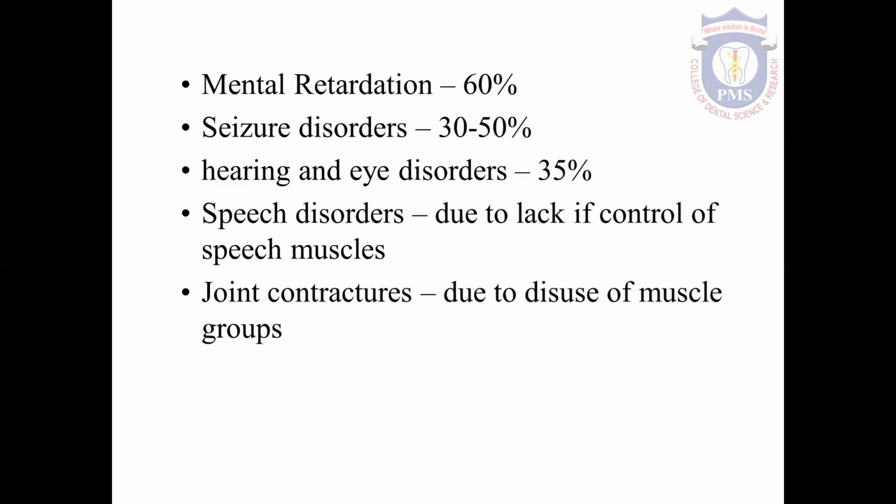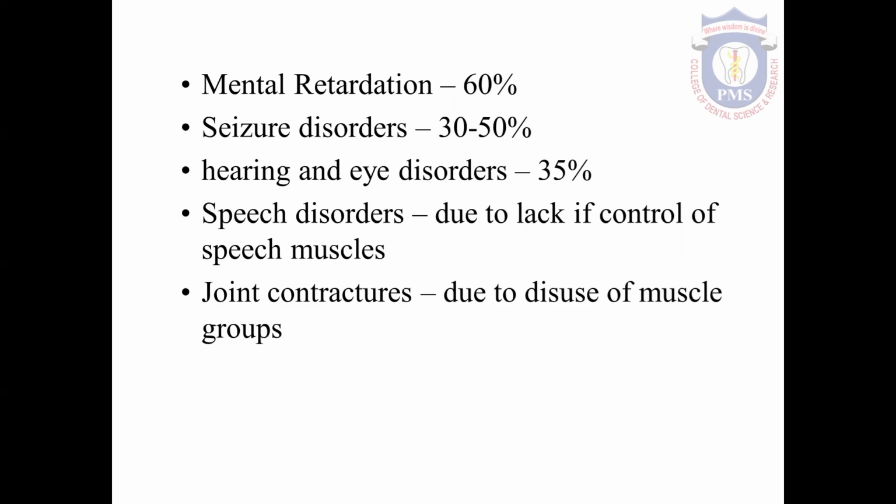And if it is affecting some other parts, there can be seizure disorders. That is, 30 to 50% will have seizure disorders. Hearing impairment will be there if the temporal lobe is involved. And if the occipital lobe is involved, there will be disorders of the eye, affecting eyesight.